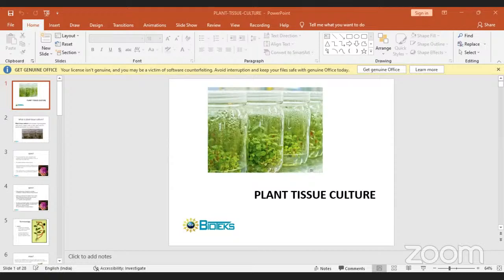Through the anther culture, what will we get? We will get haploid plantlets. So it is the formation of callus and haploid plantlets using the anther tissue. So already I told you about the different types of anther cultures.